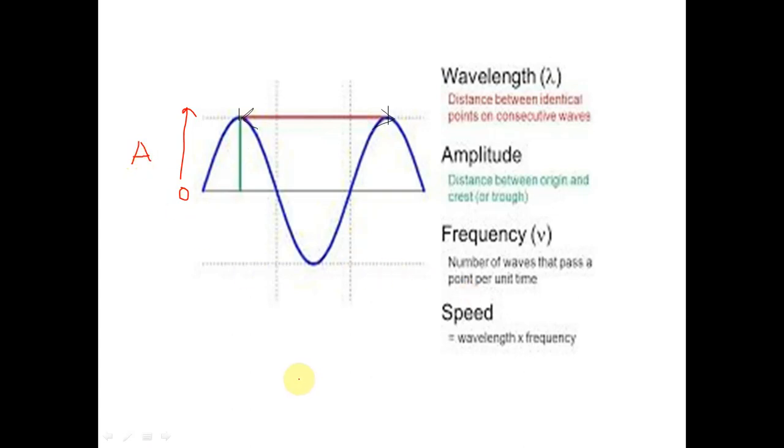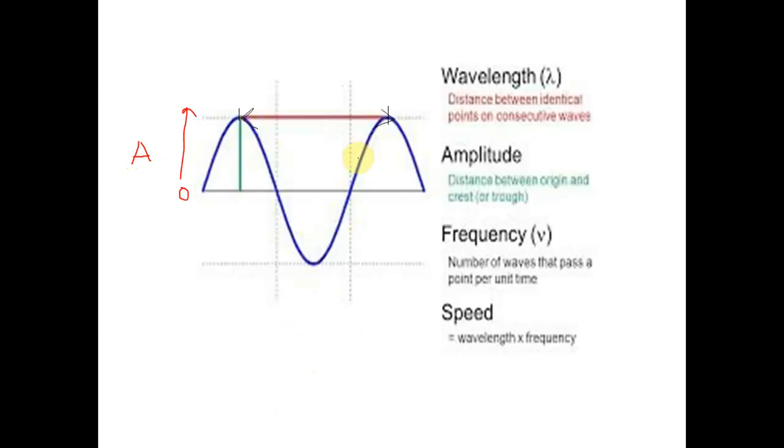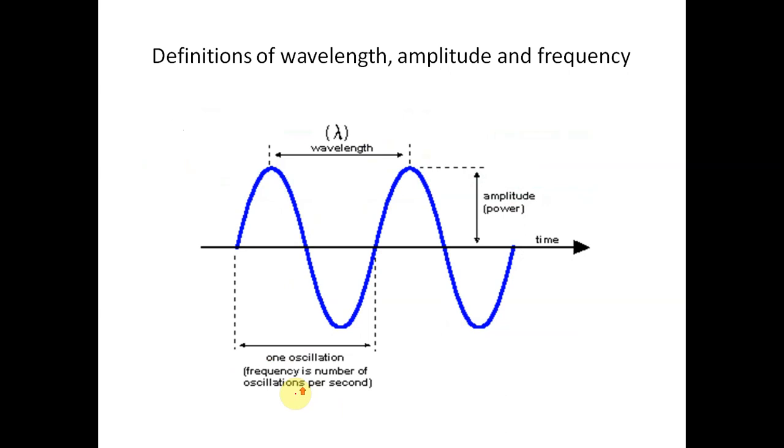Now, what is the definition of frequency? Frequency is nothing but number of cycles completed in 1 second. Look here, this is called the frequency. Why is it called that? Because f is equal to 1 by T. 1 by T means frequency is inversely proportional to time period. We already know that frequency is inversely proportional to time period.